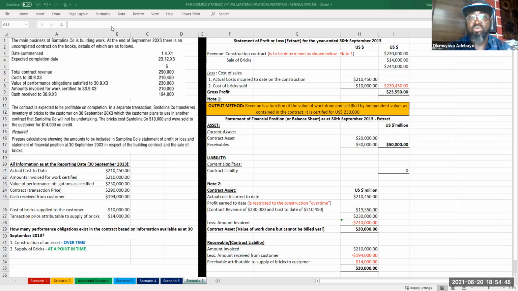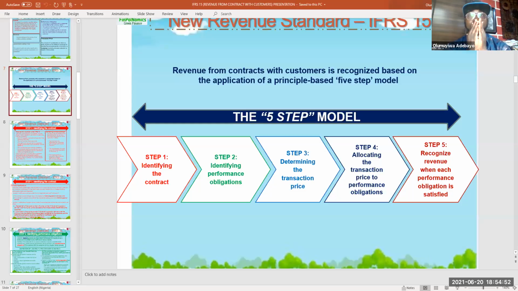Okay, if you look at what we've done so far, we've been able to do justice to the 5-step model. And you should be able to demonstrate this understanding in any industry or organization you find yourself.